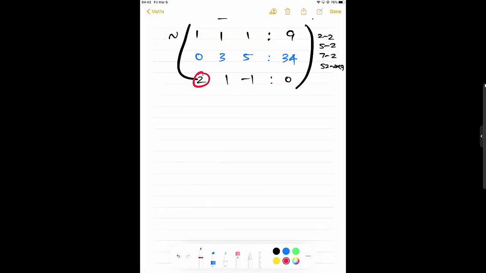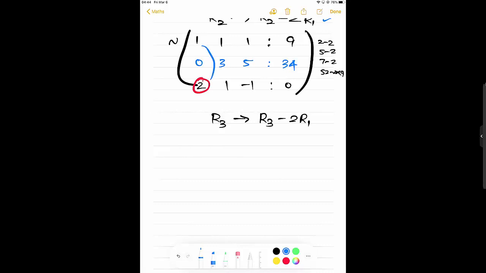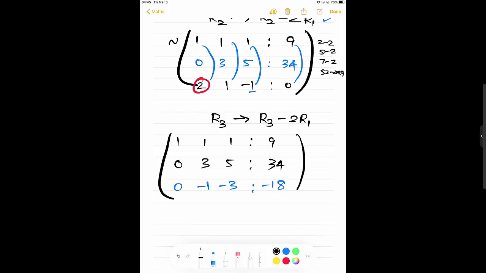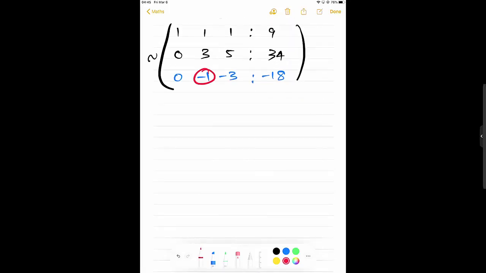The next step, we have to convert this 2 to 0. For that the rule will be R3 implies R3 minus 2 into R1. So it will be 2 minus 2, 1 minus 2, minus 1 minus 2, 0 minus 2 into 9. You have to calculate. The first row and second row remain the same. 2 minus 2 is 0, 1 minus 2 is minus 1, minus 1 minus 2 will be minus 3, then 0 minus 2 into 9 is minus 18. That's the matrix.